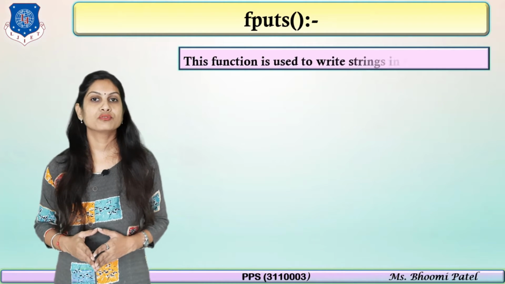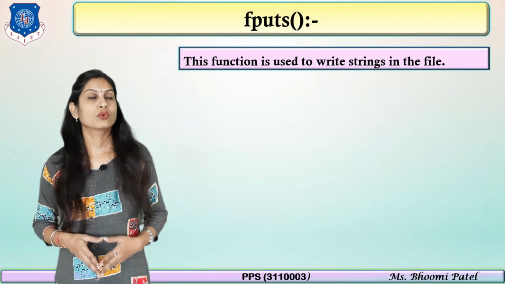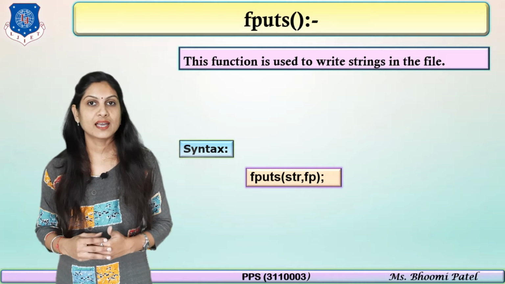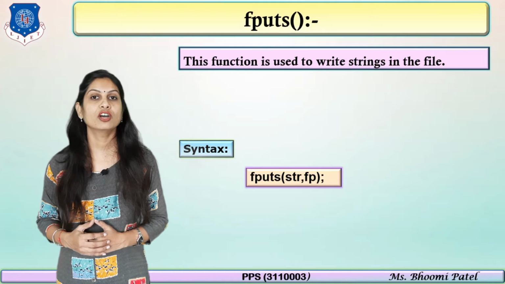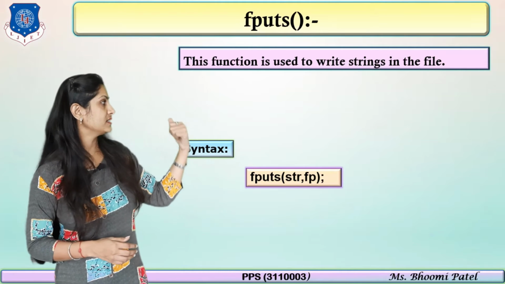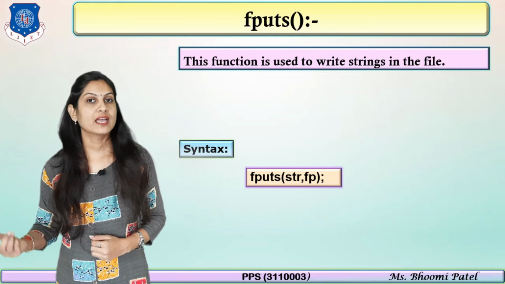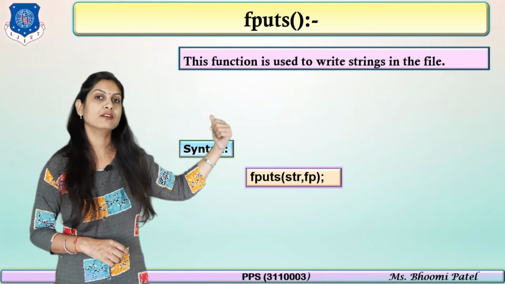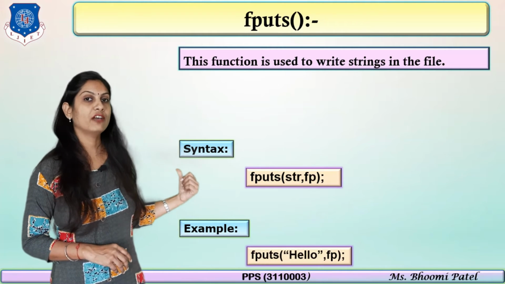Now move on to another function, that is fputs. It is similar to putc, but it works on a string. So instead of printing a single character, you can now print multiple characters in your files using the syntax fputs, then str and then fp. Str is again the string name, and fp is a file pointer.